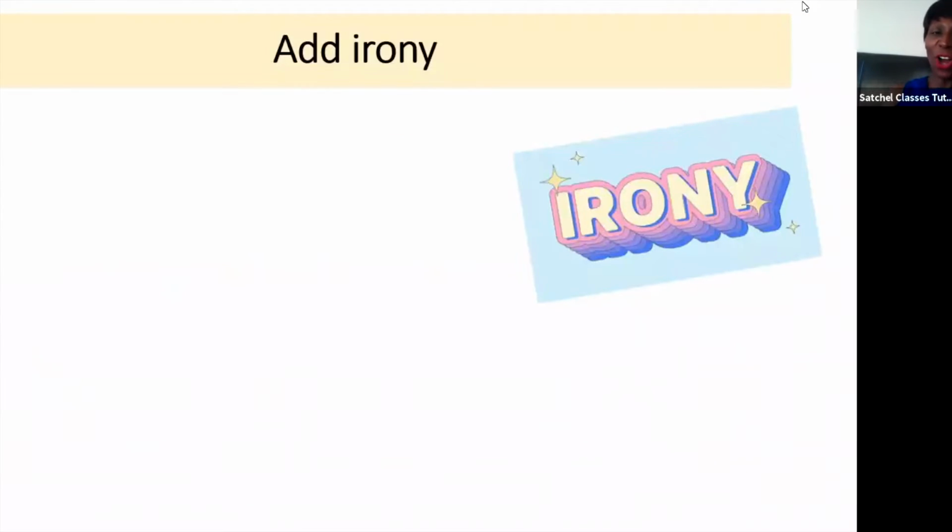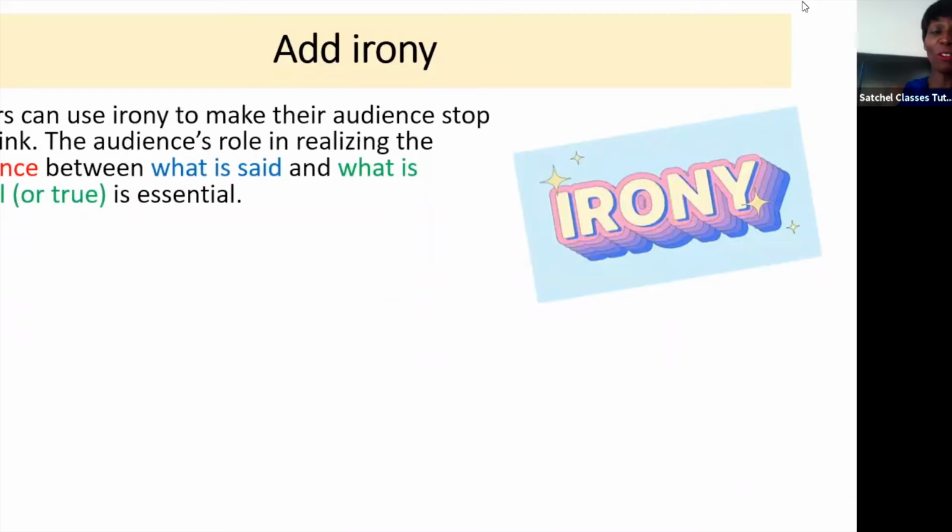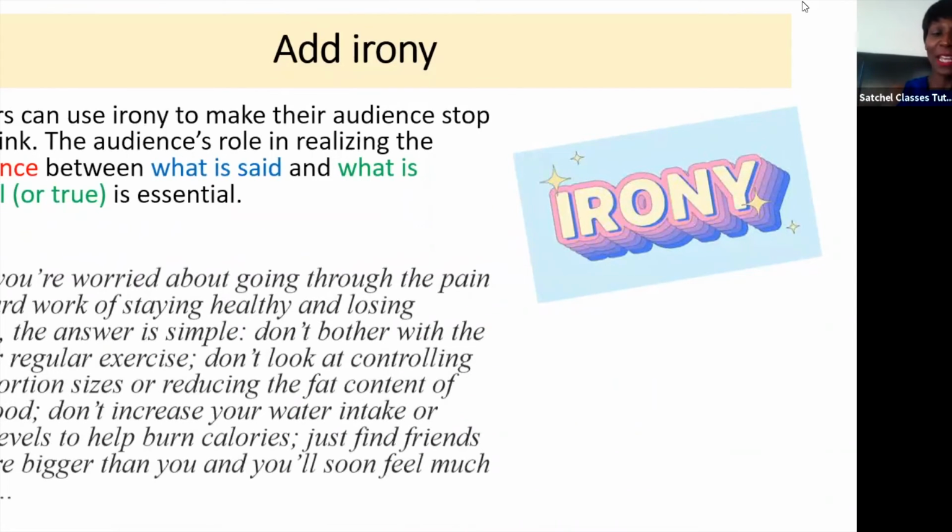Finally, you would add irony. Now, authors can use irony to make their audience stop and think, but it's the audience's role in realizing the difference between what's said and what's true or normal that's essential. Your audience needs to understand that you are being ironic. What you're saying isn't the same as what is normal or what is true. And here's a quick example.